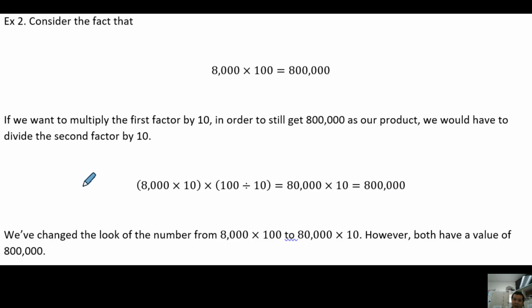Okay? So here we just multiply this one by 10, and in order to get still 800,000, we have to divide this one by 10. And again, all we did was switch around where the zeros are. This one now has 4, when it originally had 3, and this has 1 when it originally had 2. At the end, there's still 5 zeros, so it's still going to be 800,000. Okay, so that's the basis of what we're going to be doing today, except we're going to be doing it in exponential notation, or things that look like exponential notation.